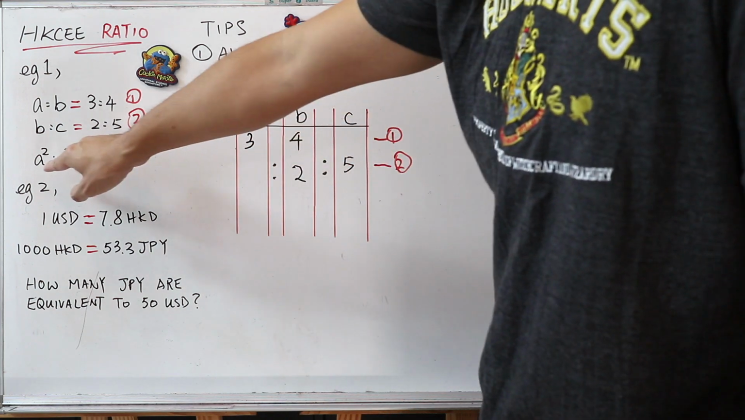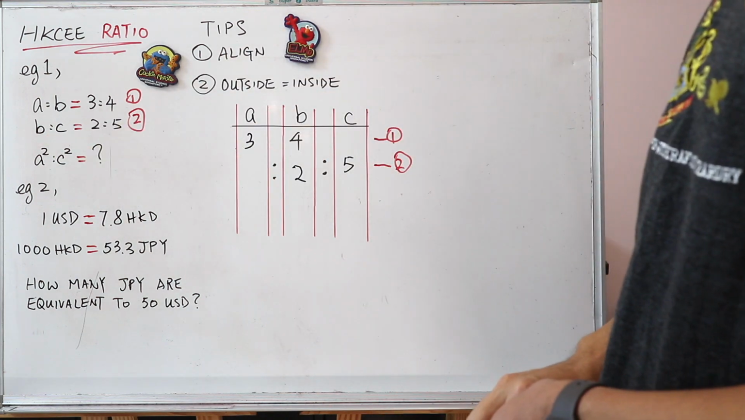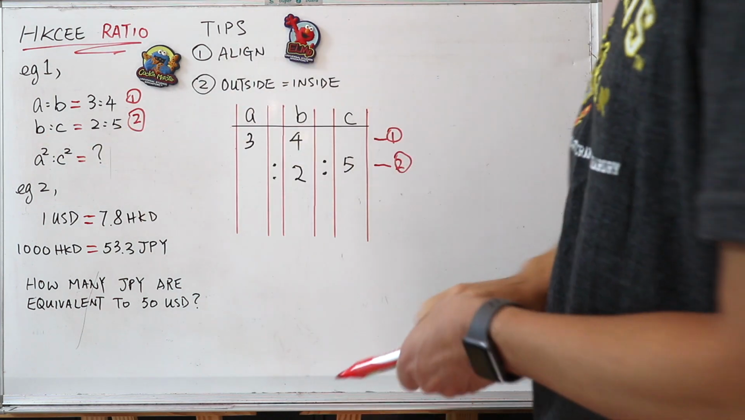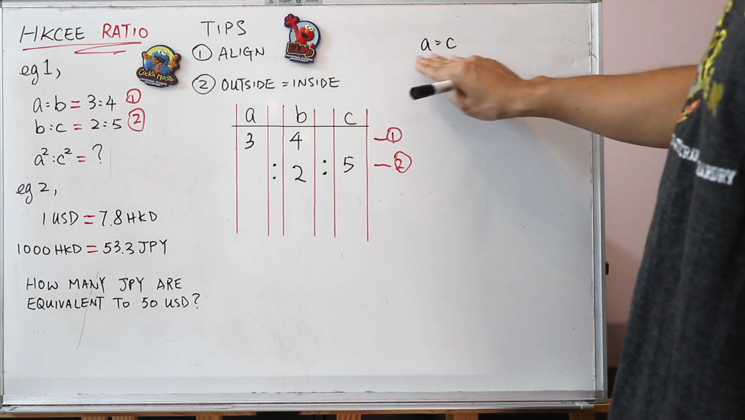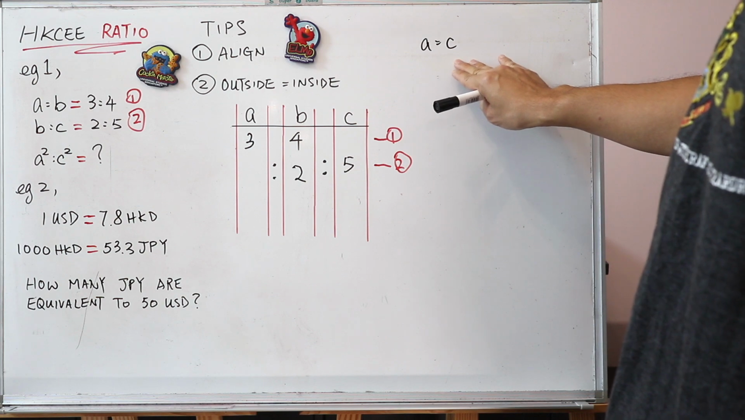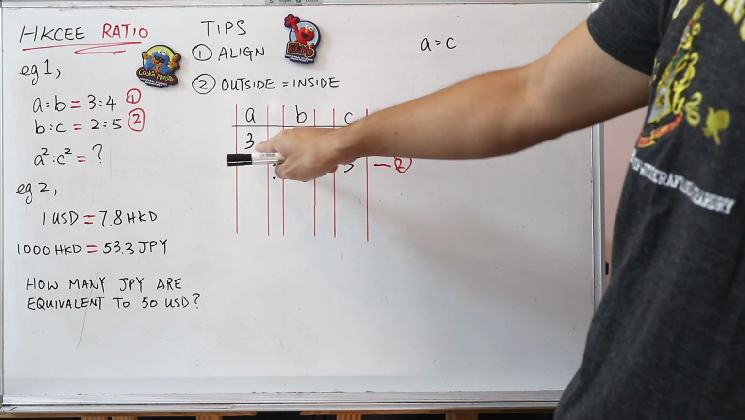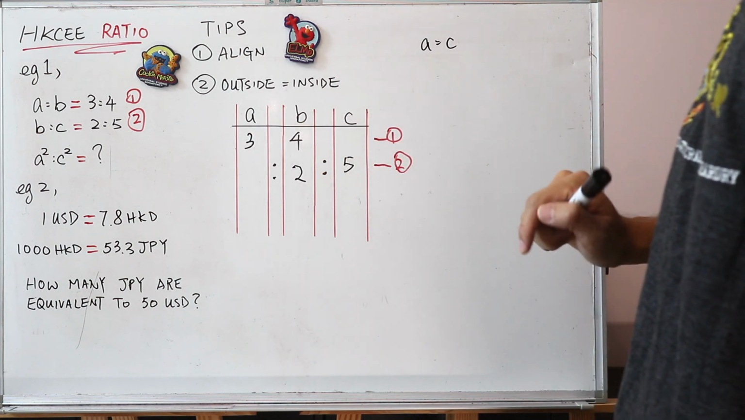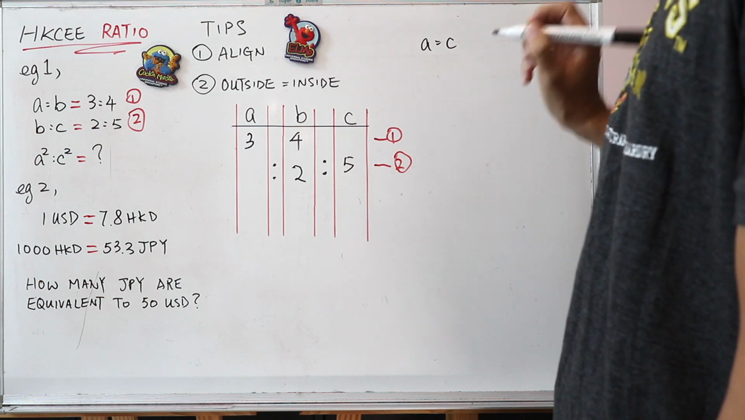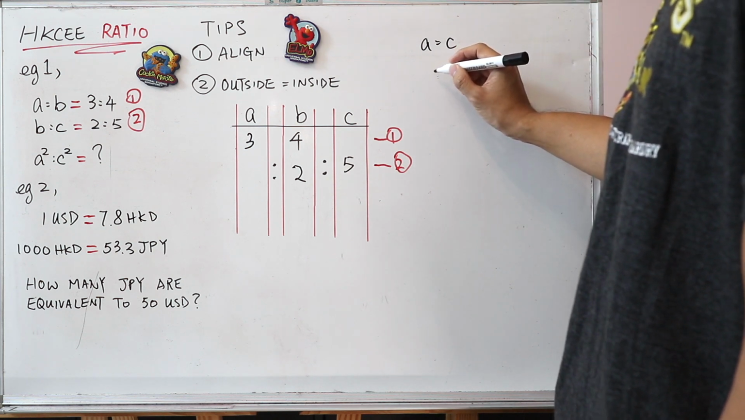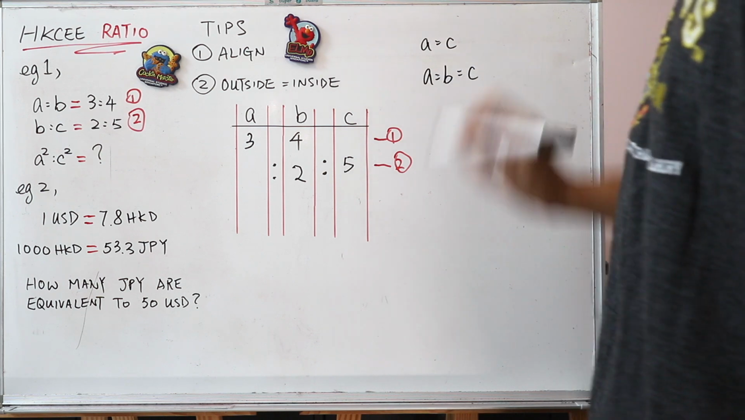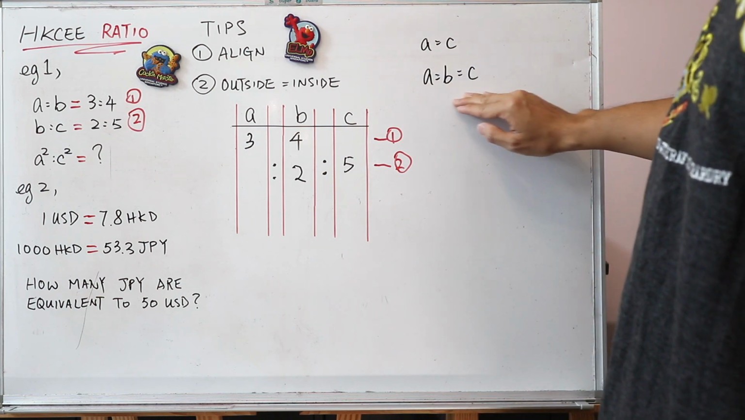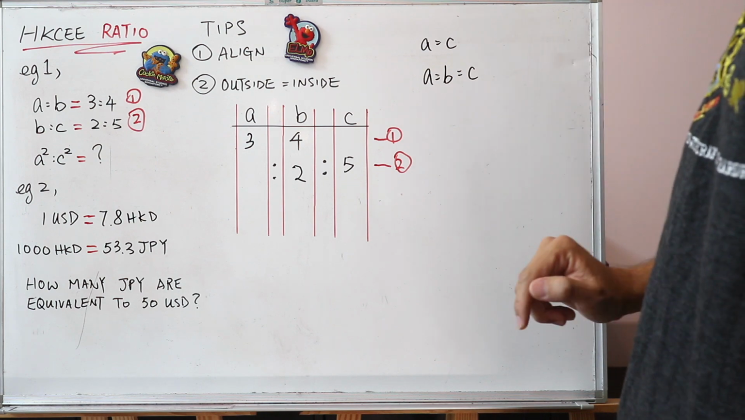So this question is asking you to find the ratio of A squared to C squared. To find this, you need to find the ratio of A to C. But you don't know the ratio of A to C directly because you're only given the ratios of A to B and B to C separately. So how do you find the ratio of A to C? You basically need to find the ratio of A to B to C. This is your intermediate goal.